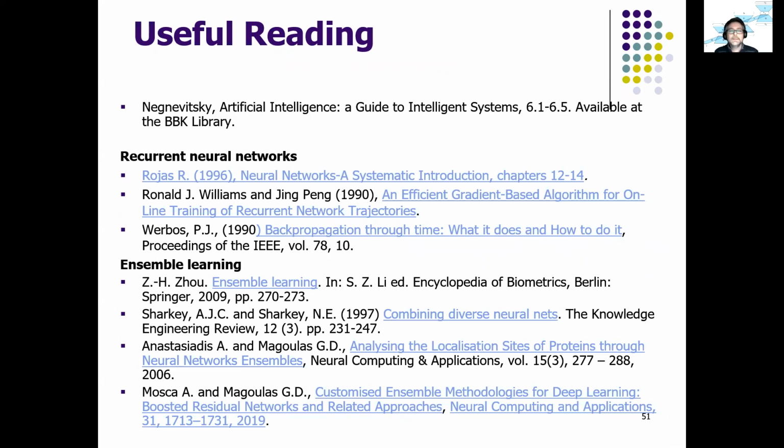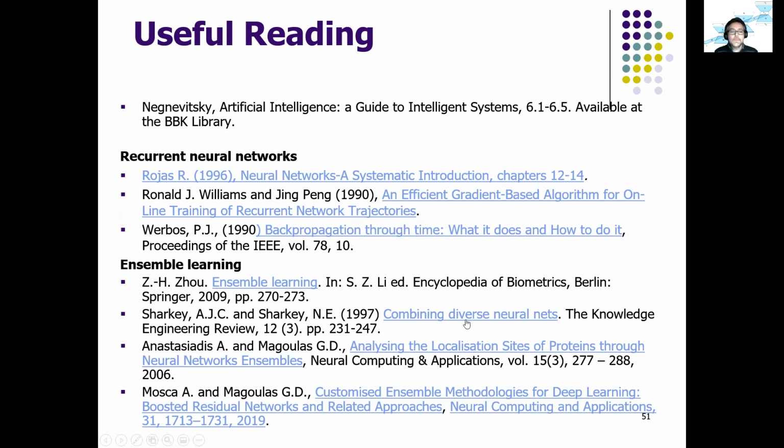You will find material about neural networks in chapters 6.1 up to 6.5 in the textbook. And then I have specific chapters for recurrent networks, material which is available online. This is the paper that introduced backpropagation through time, 1990, Werbos, what it does and how to do it. It's available online. This is another approach for online training of recurrent networks by Williams. It's an incremental learning of recurrent neural networks online.